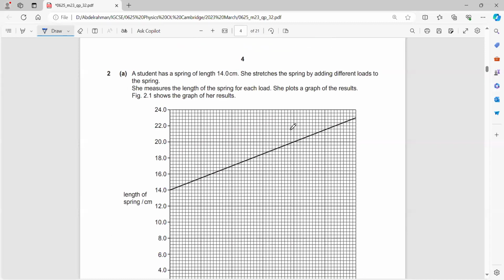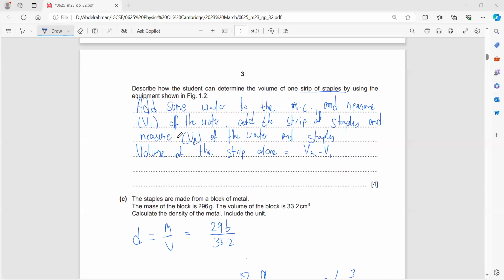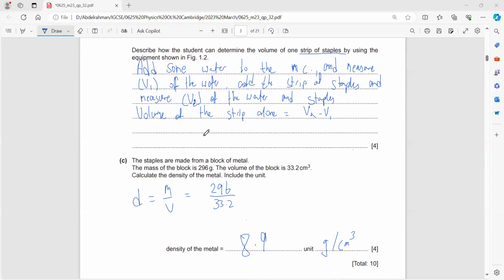Student has a spring of length 14 centimeters. She stretches the spring. Doctor, sorry, can you go up again? Here. Okay. Question B. It's quite easy. What do we do? Add some water, take the measurement of the volume, add the staples, take the measurement of the new volume, then V2 minus V1 would give me the volume of the staples alone. And C is density equals mass over volume. Next question.